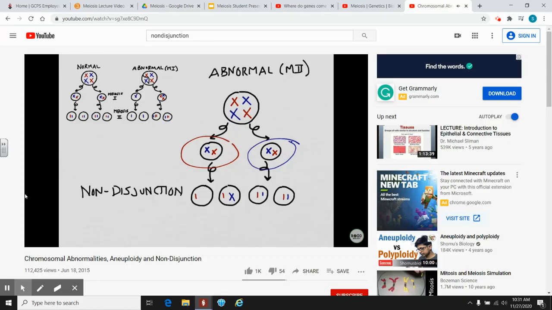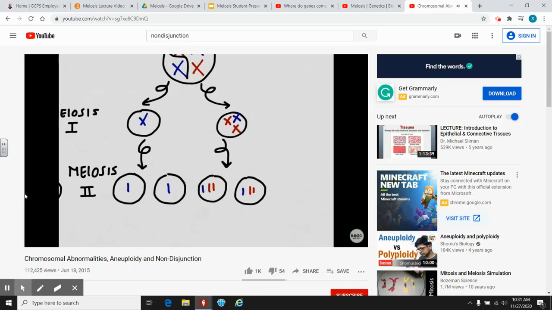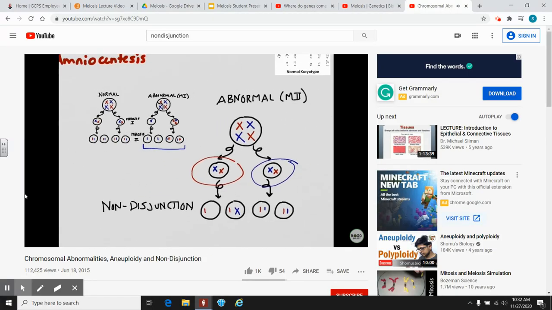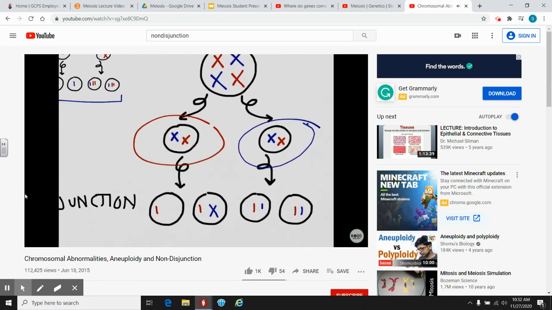Non-disjunction can occur either in meiosis 1, meiosis 2, or in both. However, we can see here that having it occur in meiosis 2 is slightly better than having it occur in meiosis 1. When we look at meiosis 1 non-disjunction, every single daughter cell down here has an incorrect number of chromosomes. However, if the first round goes correctly, only half of them have the wrong number of chromosomes, and so the resulting child would have at least a 50% chance of having no chromosomal problems whatsoever, but a 50% chance of having something like Down syndrome.